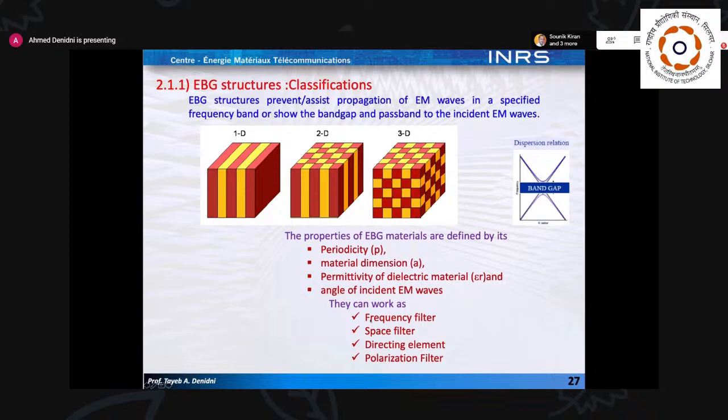This means we can use the structure for different applications. We can use it as a filter. We can also use it as a space filter, which means the filtering depends on the angle of incidence, or sometimes we use it to focus the energy in some direction. Lastly, we can use it to filter some polarization. For example, we let vertical polarization pass, but horizontal is blocked. Here we see the gap in the dispersion diagram of this periodic structure. This means at this band, there is no propagation.